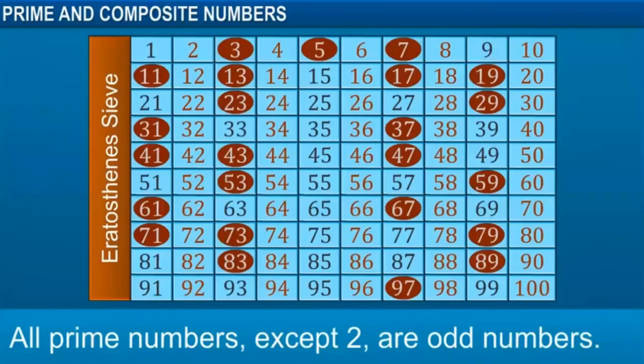Okay, so you can write this sentence also. All prime numbers except 2 are odd numbers. Just write down this sentence. All prime numbers except 2 are odd. This is true for numbers beyond 100. Actually, all prime numbers except 2 are odd numbers.